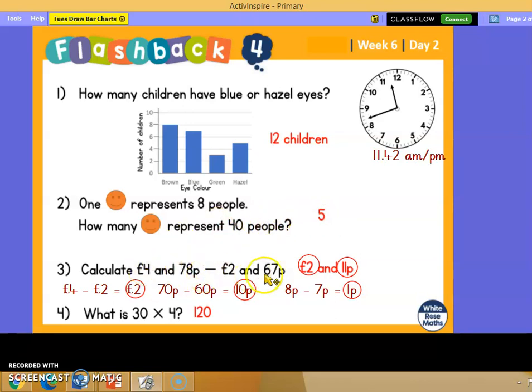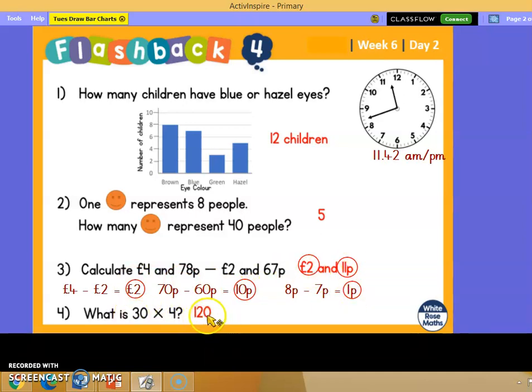To calculate this amount, take away this amount. Do £4, take away the £2, that's £2. The 70 pence, take away the 60 pence, which is 10 pence. And the 8 pence, take away the 7 pence, which is 1 pence. Add them back together is £2 and 11 pence.